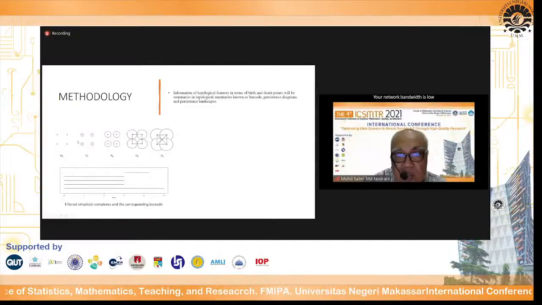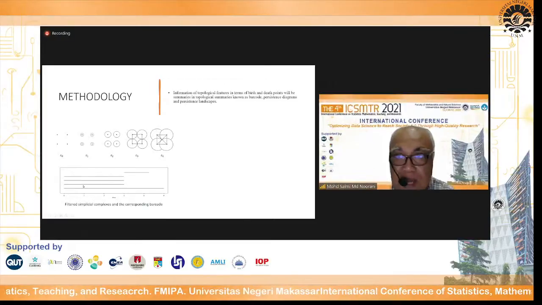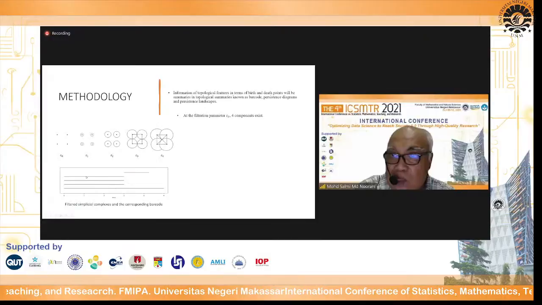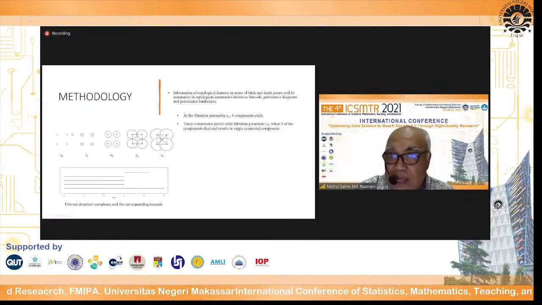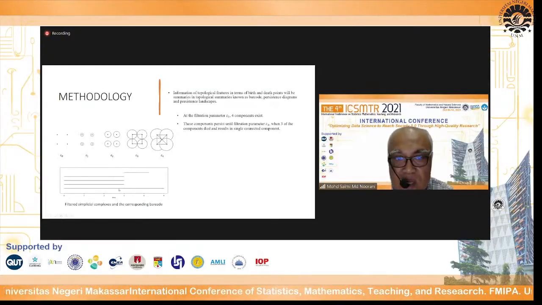Edges, components, and holes using this summary, what we call a persistent diagram. This is a persistent diagram. So every bar corresponds to a component. At parameter epsilon naught, 4 components exist. Then we continue until epsilon 3. So 4 components. That's why you get 1, 2, 3, 4 lines, right?